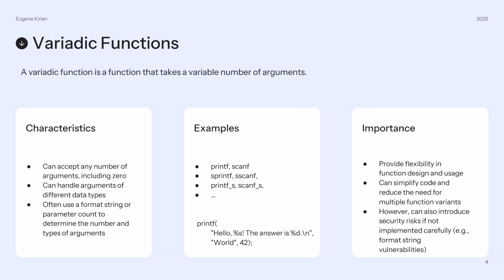Let's break it down. They can accept any number of arguments, even none at all. They can handle different data types like strings and integers. They often rely on format strings or parameter counts to figure out what's going on. Some famous examples include printf and scanf functions, which are staples of C programming. But beware, if not implemented carefully, variadic functions can introduce security vulnerabilities like format string attacks.